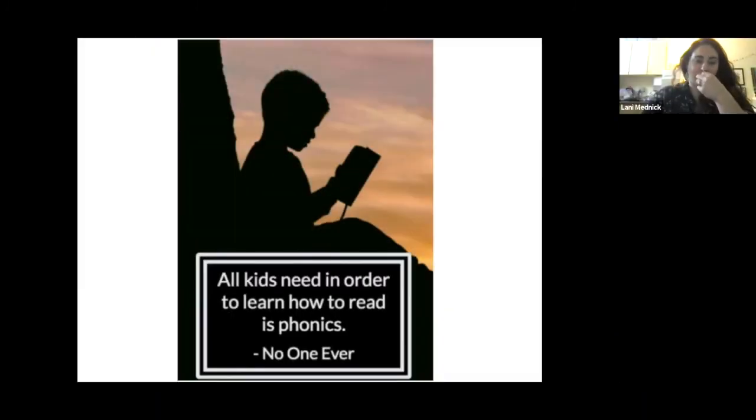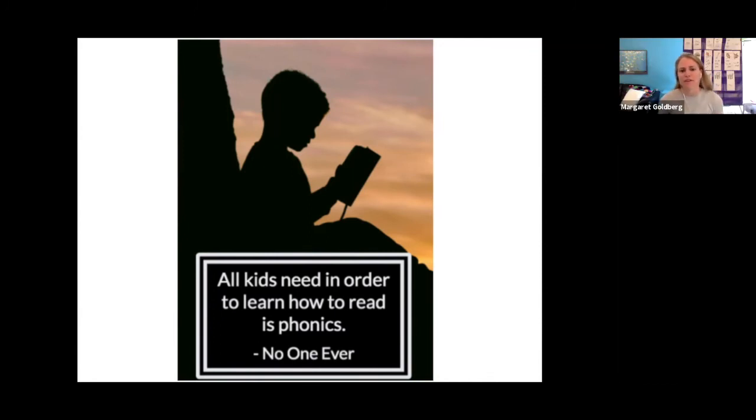And coming back together. So this is one of our favorite infographics. All kids need in order to learn how to read, as Phonics said, no one ever. And I think it's really important for us to be really clear about this, because a lot of times the discussion about the science of reading or the need to shift away from balanced literacy seems to come across as people who care about reading research only care about phonics. And that is absolutely not true.